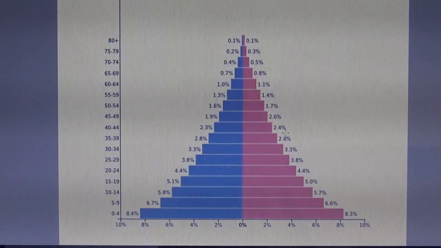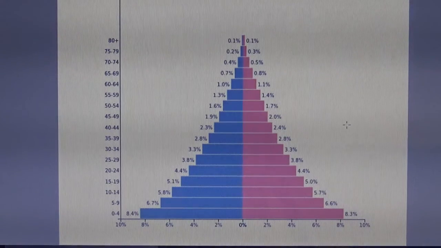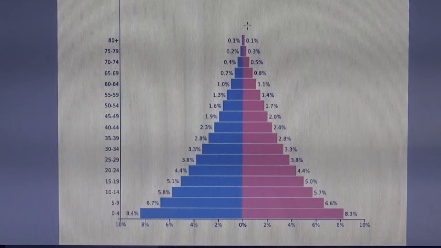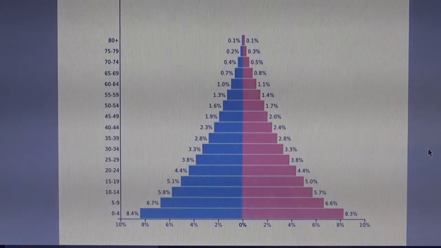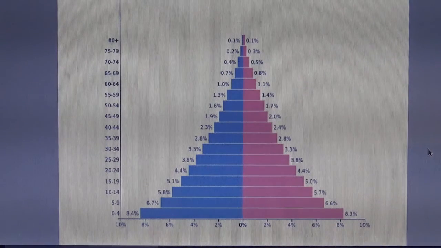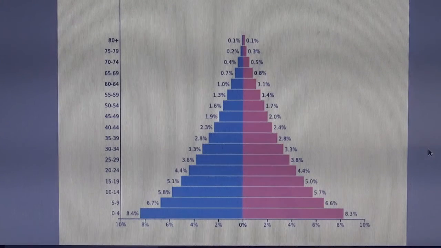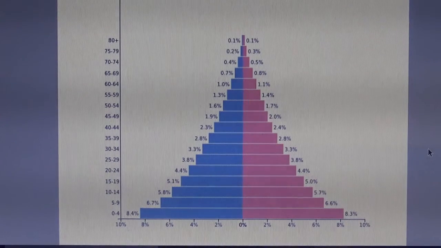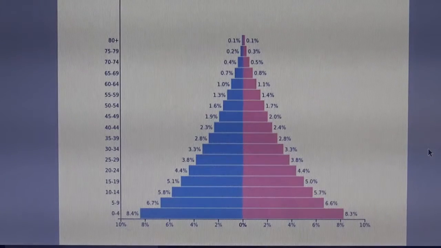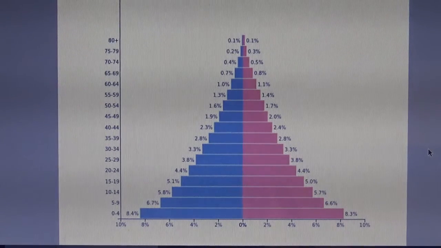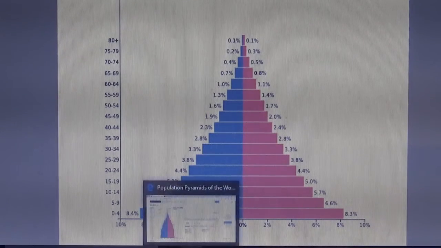and so on, until we get to the oldest members of society at the top of the pyramid. And this particular pyramid goes up to 80-year-olds and no further. But some also represent the 90-year-olds and centenarians, 100-year-olds and above. Let me now switch to an interactive population pyramid.